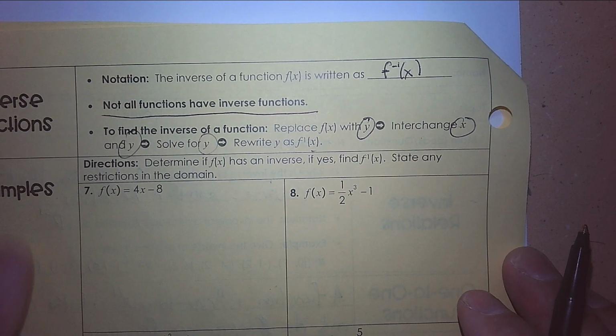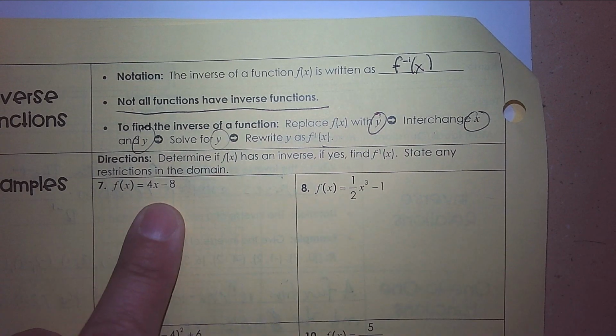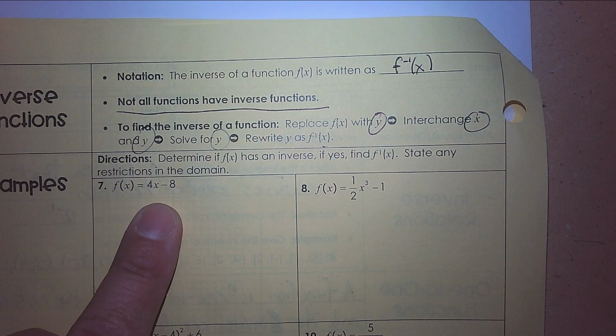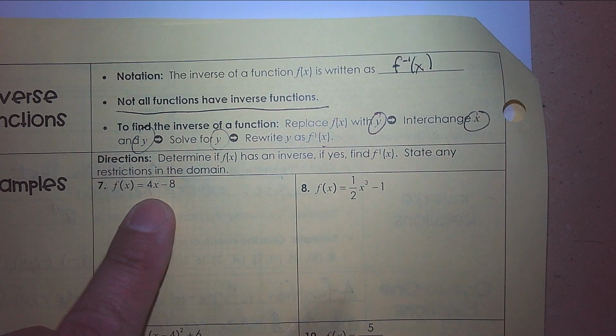So, number 7, we'll go through this together. What type of function is number 7? You need to know this. That is a polynomial. What's the degree of the polynomial? 1. And a polynomial of degree 1 is called a line, right? So how do I find its inverse?